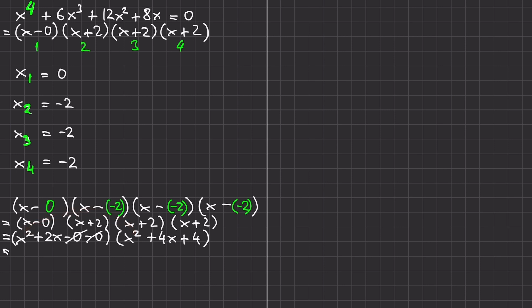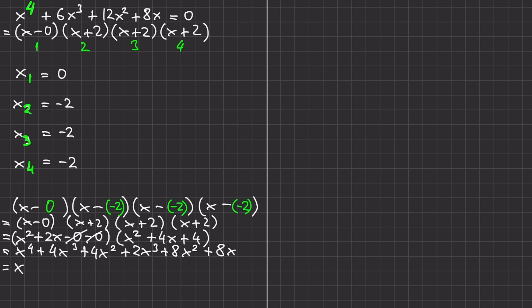X squared times x squared is x to the 4th. X squared times 4x is 4x cubed. X squared times 4 is 4x squared. 2x times x squared is 2x cubed. 2x times 4x is 8x squared. And 2x times 4 is 8x.